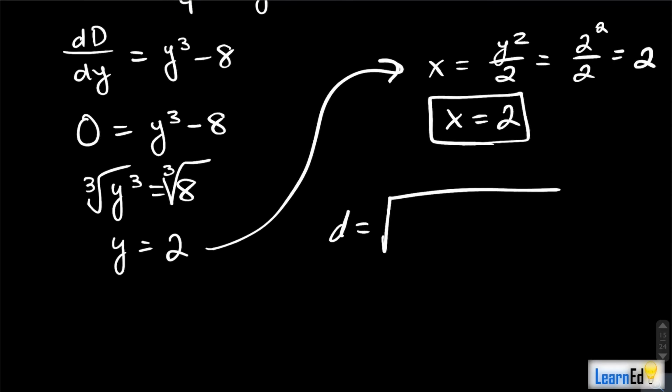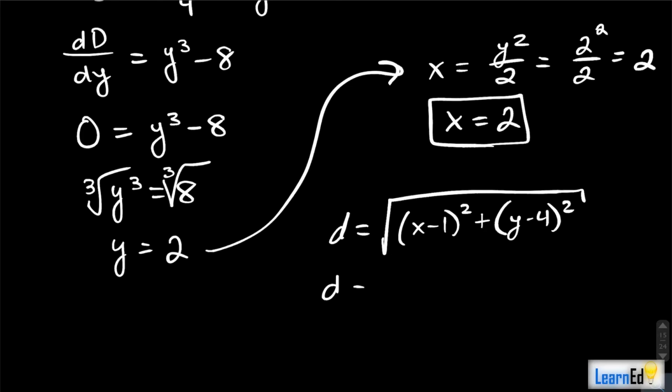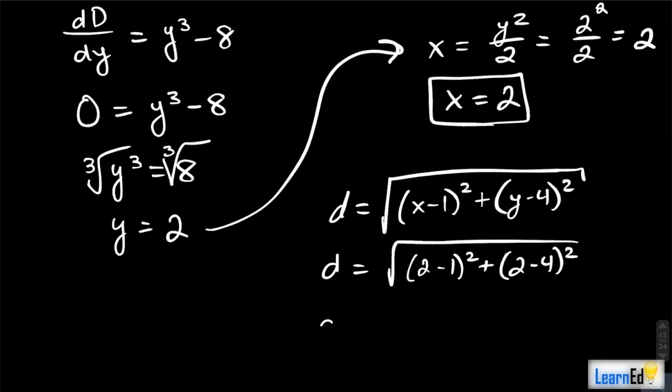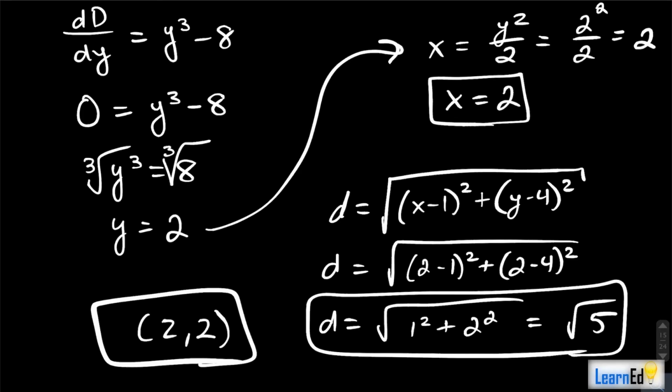So we have to write our original equation for d, and we plug in 2 minus 1 squared, and then we have a 2 minus 4 squared. So we get d is equal to the square root of 1 squared plus 2 squared, and we get d is equal to the square root of 5. So we have our distance, and we have our point, which is 2, 2, which we can also circle.